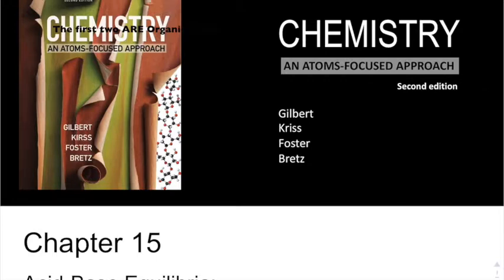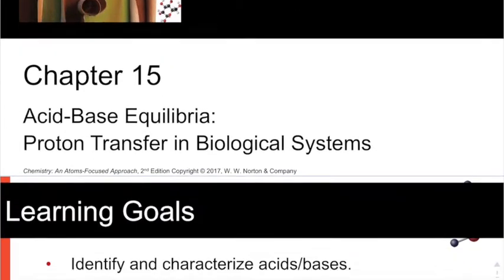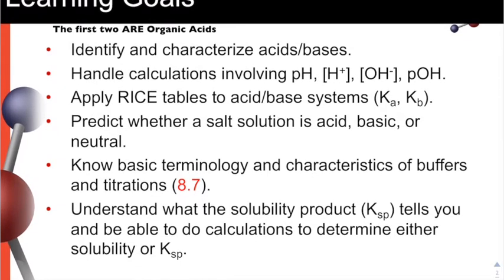So both of these chapters are going to deal a lot with acid-base equilibria, and the title of this chapter then is Acid-Base Equilibria, Proton Transfer in Biological Systems. Here are your learning goals, and these are learning goals for Chapter 15 and 16. Identify and characterize acids and bases, handle calculations involving all of these. We'll learn about all of this.